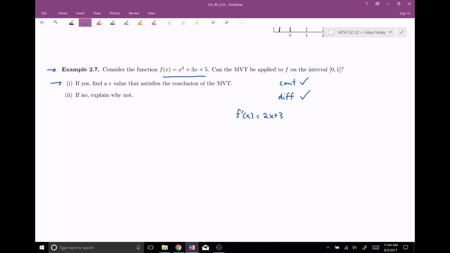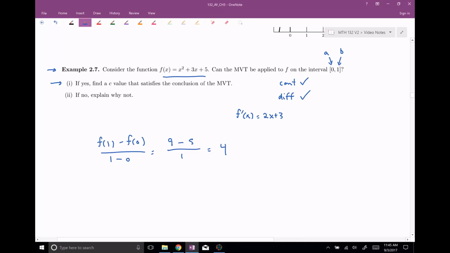So again, the mean value theorem says that there's somewhere where the tangent line is parallel to the secant line. So we're going to do the secant line, f of b minus f of a over b minus a. Again, remember, here is our a value, here is our b value. Those are given to us by the interval there. So let's see, if I plug in 1, I'll have 1 plus 3 plus 5, so that should be 9. F of 0, so if I plug in 0, I'll have 0 plus 0 plus 5, so that'll be 5. And then 1 minus 0 will just be 1 in this case. All right, so our average rate of change is 4.